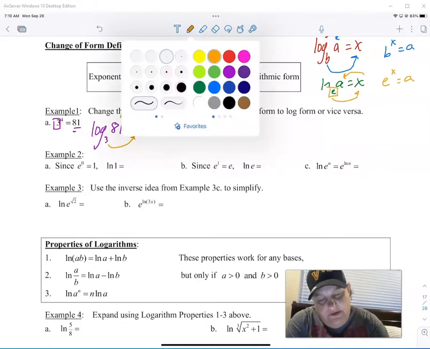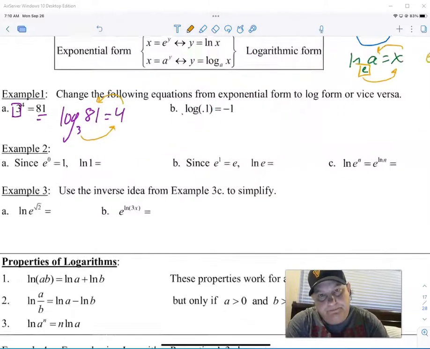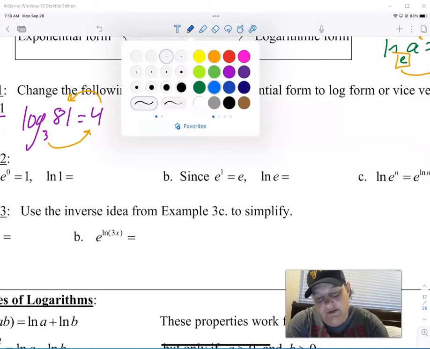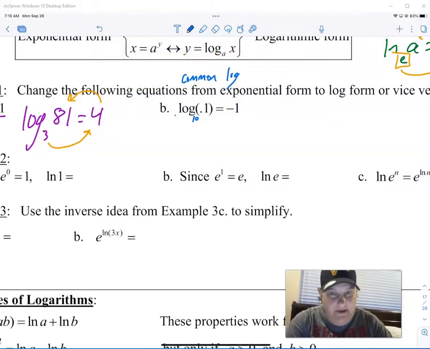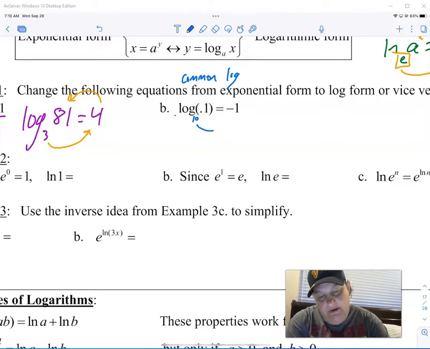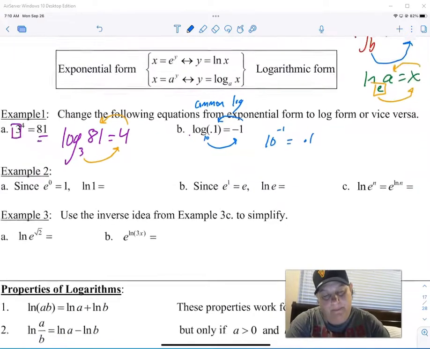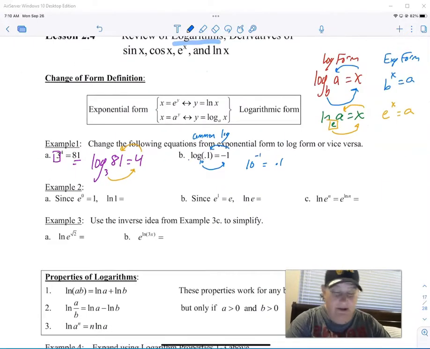Now, if you don't see a base on there, this is actually going to be base 10. This is called the common log. So if you don't see a base, it's base 10. When I change that, 10 to the negative 1 equals 0.1. So it's just changing my forms back and forth.